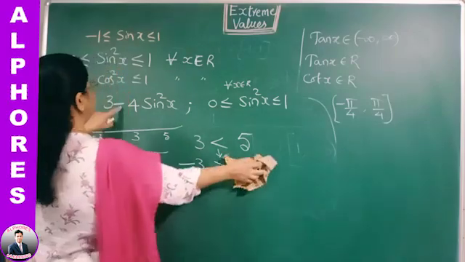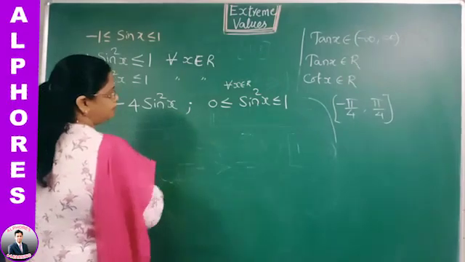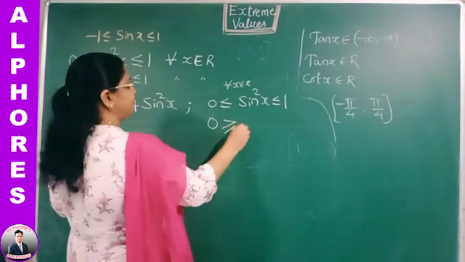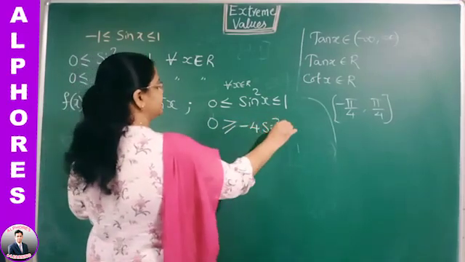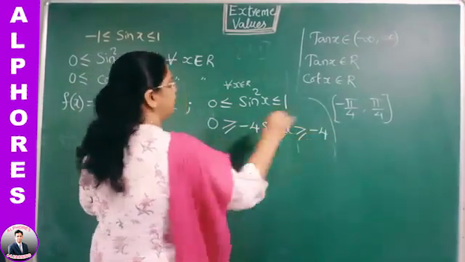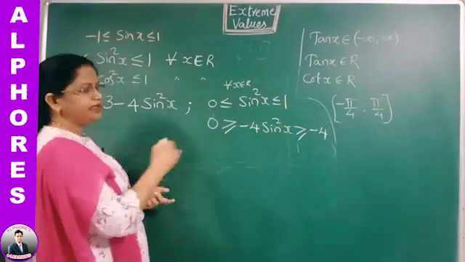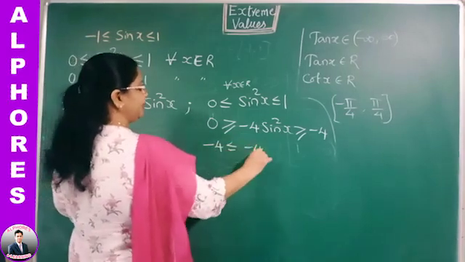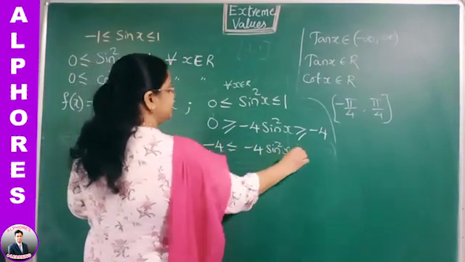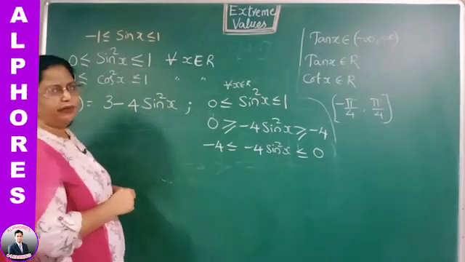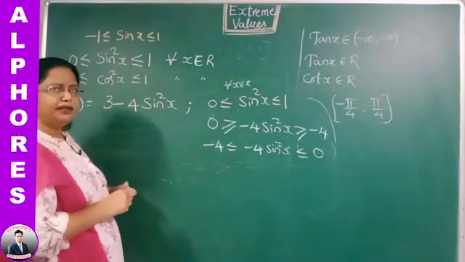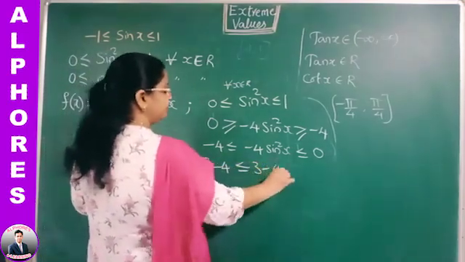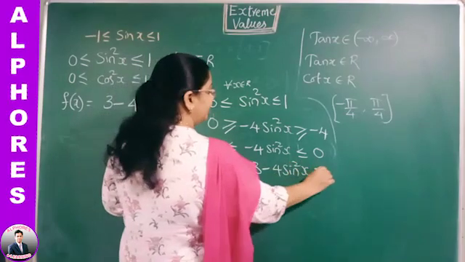Therefore, here minus 4 is there, hence if I multiply by minus 4, what will happen? It is 0 greater than or equal to minus 4 sin square x, greater than or equal to minus 4. Understand? I am just reversing the inequality. That is, minus 4 is less than or equal to minus 4 sin square x, and this is less than or equal to 0. Got it? And now let's add 3. Therefore 3 minus 4 is less than or equal to 3 minus 4 sin square x, less than or equal to 3.